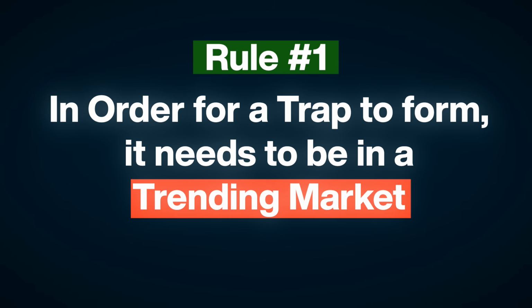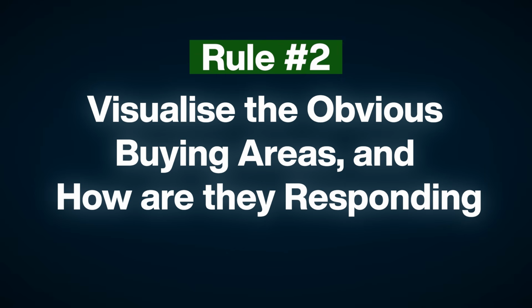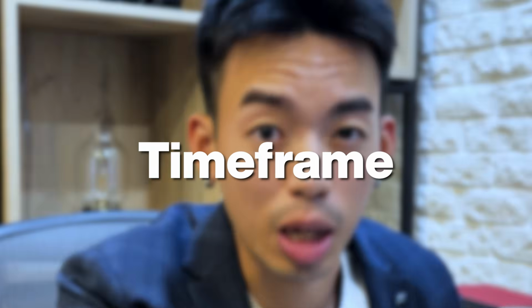Simple, right? You just need to make sure that you follow the rule that in order for a trap to form, it needs to be in a trending market. Then the second thing you need to do is visualize where are the obvious areas to buy and how are those areas responding. If they get breached and devoured on a retest, that's where the release of those traps are going to be. So clearly, you understand how important multi-time frame analysis is.